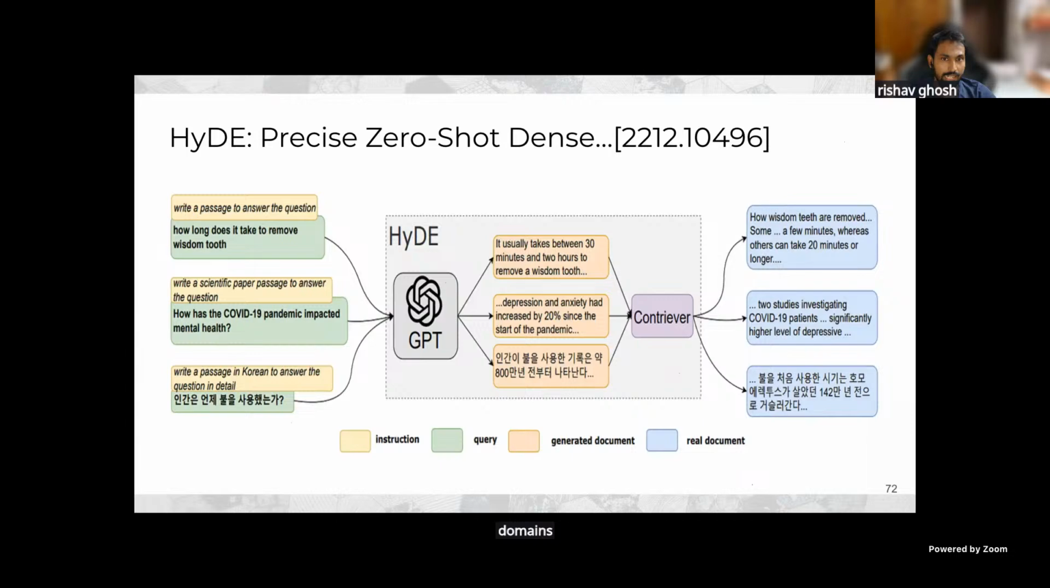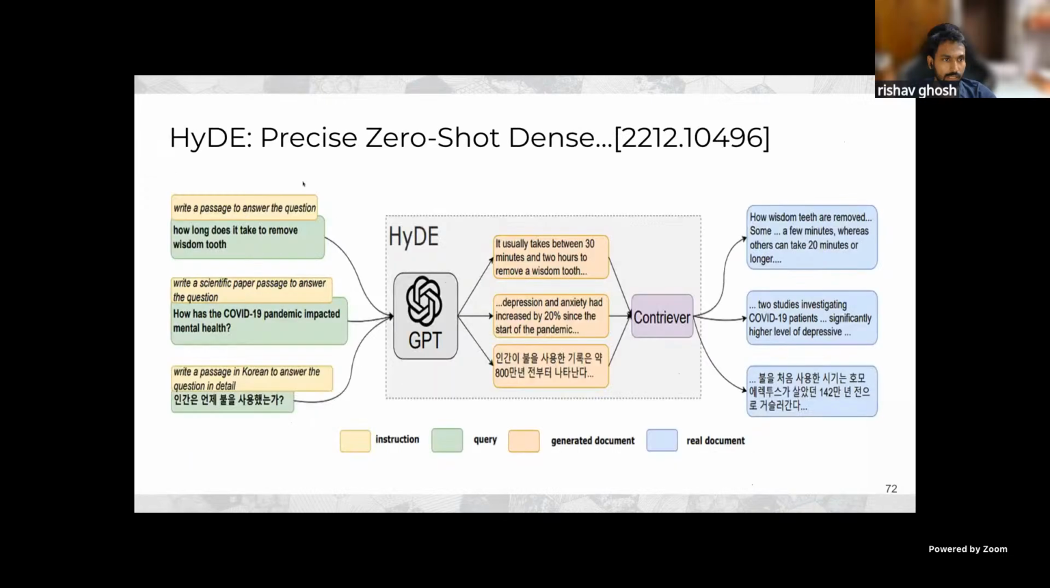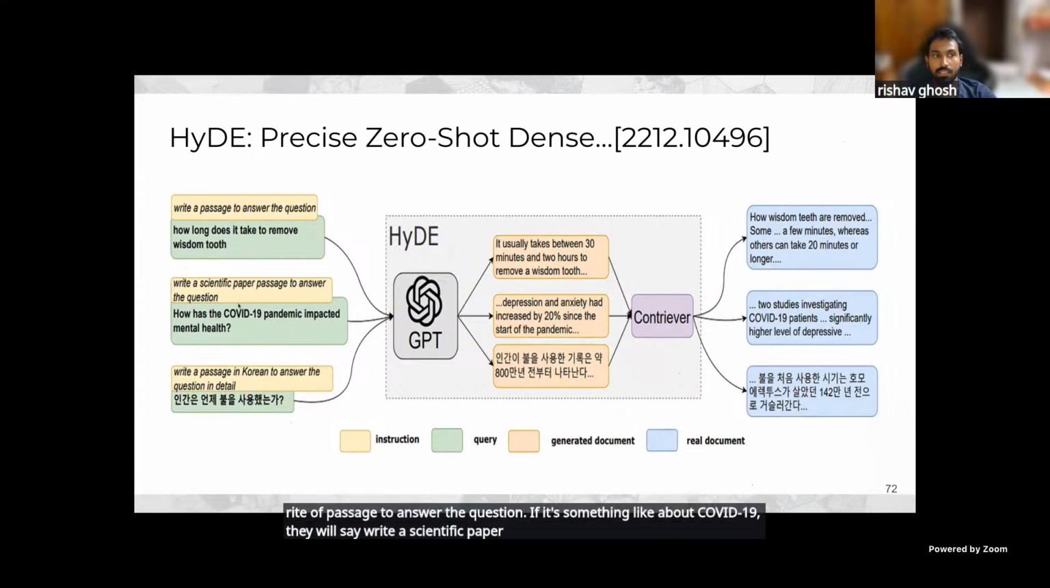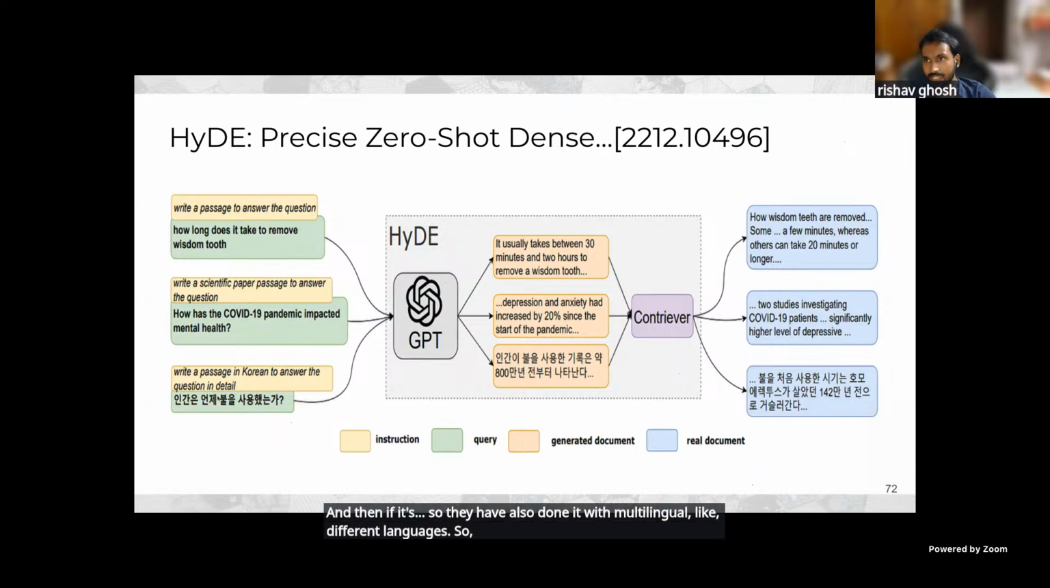So an example is something like this. I've just picked this example and used Notebook LM to create one. So essentially, if it's a web search, they will write a passage to answer the question. If it's something about COVID-19, they will say write a scientific paper passage to answer the question, and like to refute or accept the claim. They have also done it with multilingual, different languages, like Swahili, Bengali and Korean, and they work well.